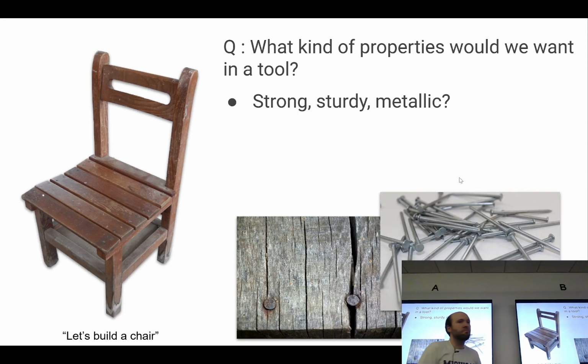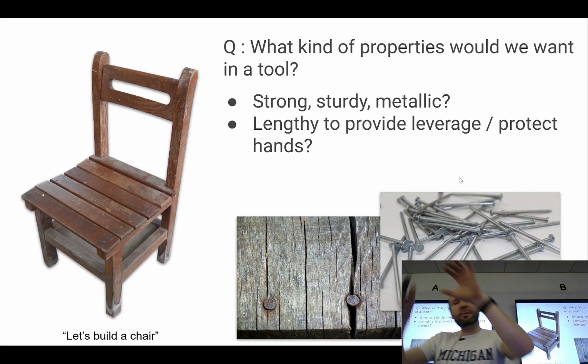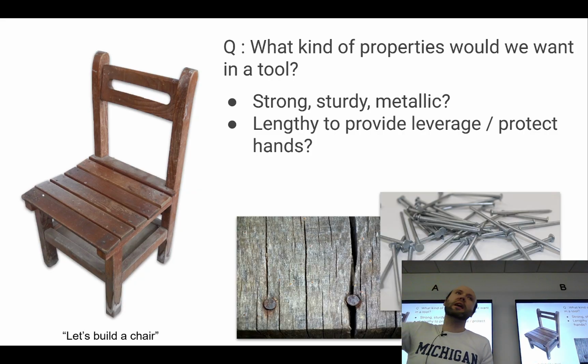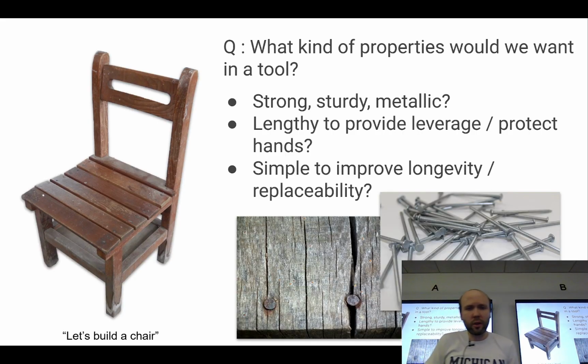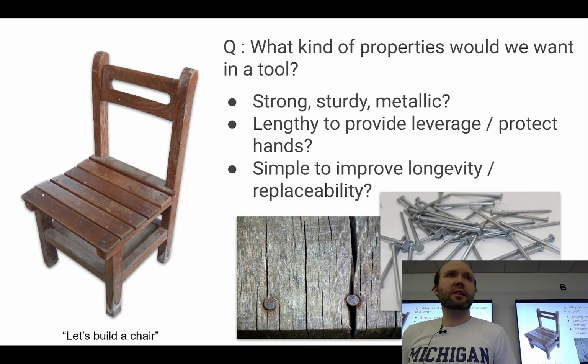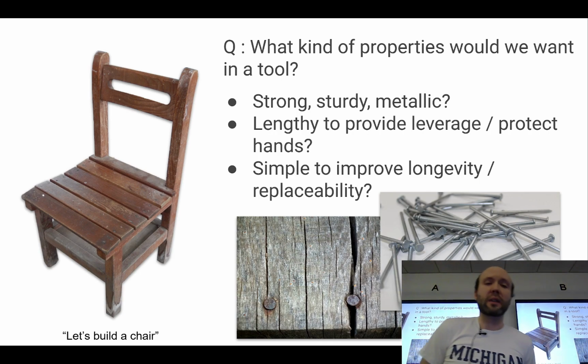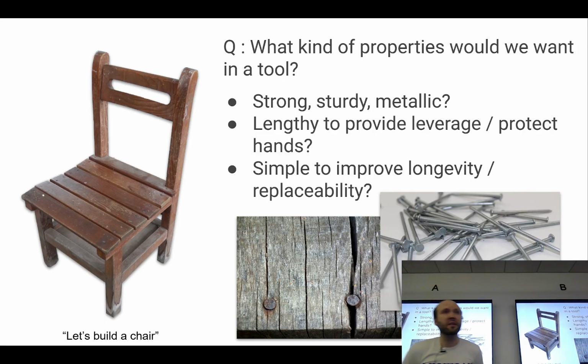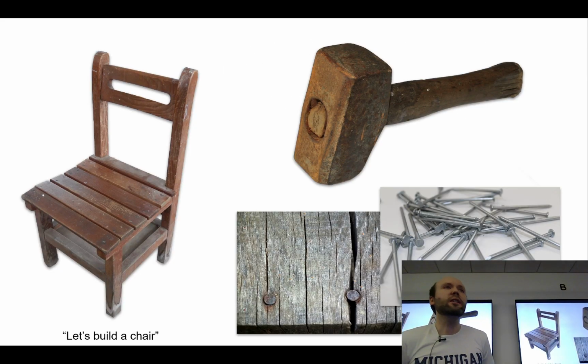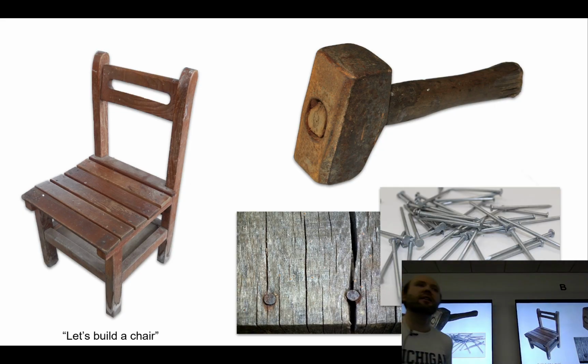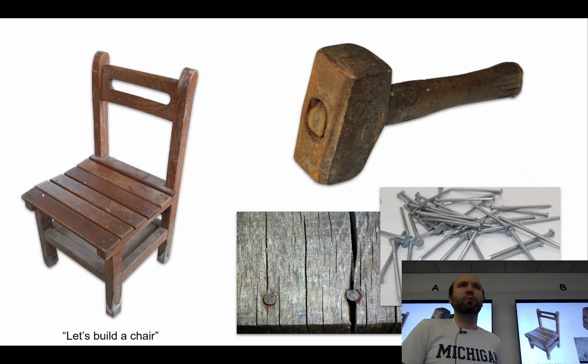We want maybe metal, something sturdy, strong. We want it to be lengthy to provide safety for ourselves and handles, and also improve our aim and allow us to leverage it a little bit more. Okay? We also want it to be simple to replace. We want it to exist for quite a while and we want to be able to fix it. And so these requirements, these objectives, the function brings us to this, okay? It brings anyone with this problem to something resembling this.